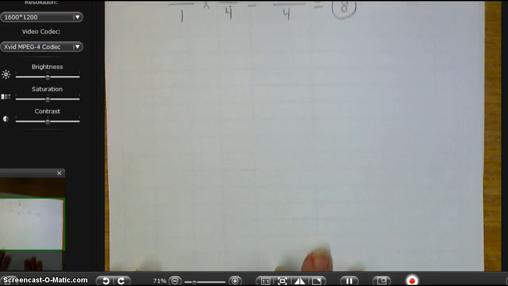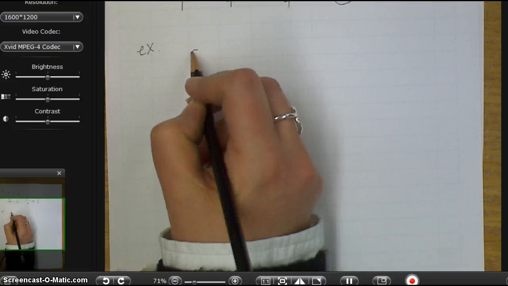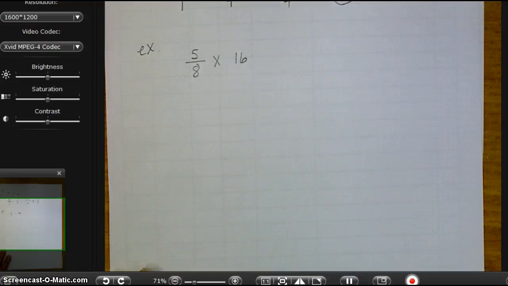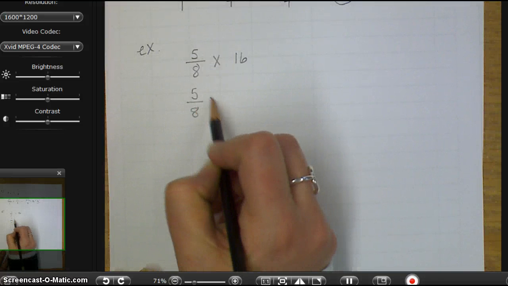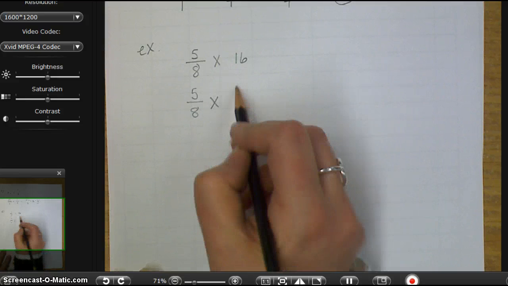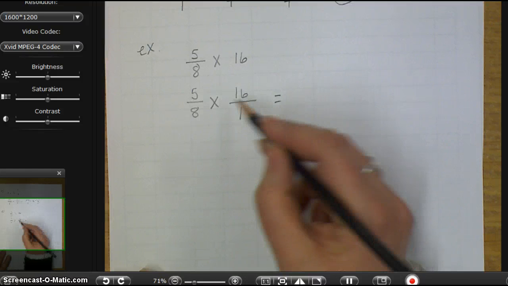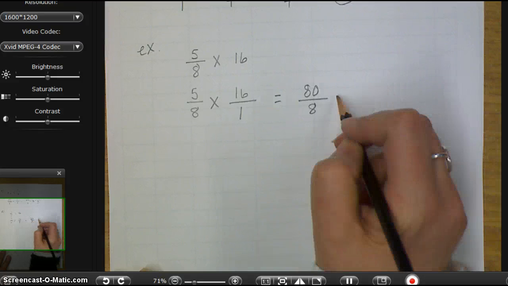Let's do another example like that one. 5/8 times 16. It doesn't matter if the whole number comes before or after the fraction. It's still the same steps. So I rewrite my fraction above, 5/8 times 16, and I place that over a 1. So I have 5 times 16 is 80, and 8 times 1 is 8. 80 divided by 8 equals 10.